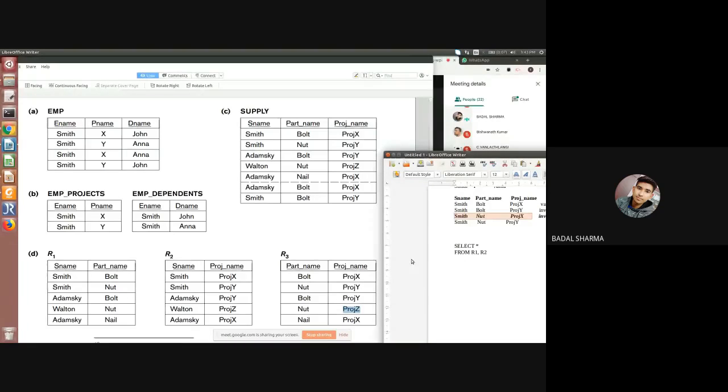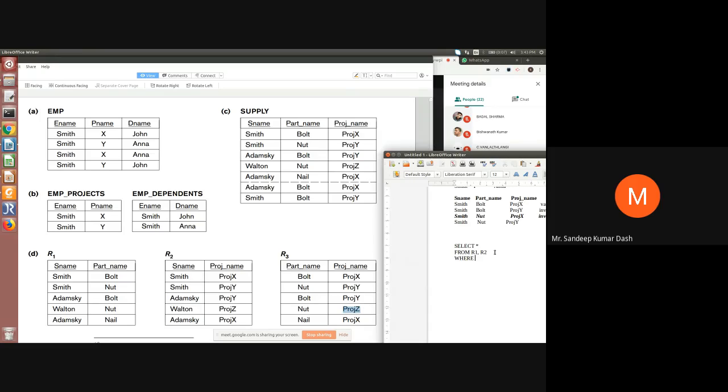Sir, in the query we have written, select star from R1, R2, there is no need to write any condition? No, no condition is required. This is automatically taken when you are writing natural join. It will automatically take the common column.